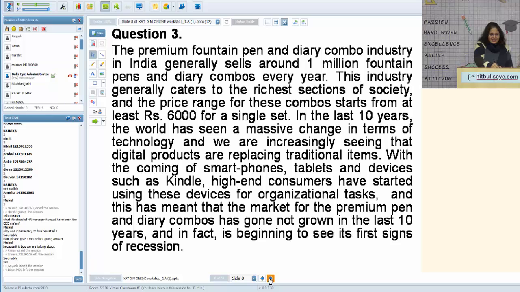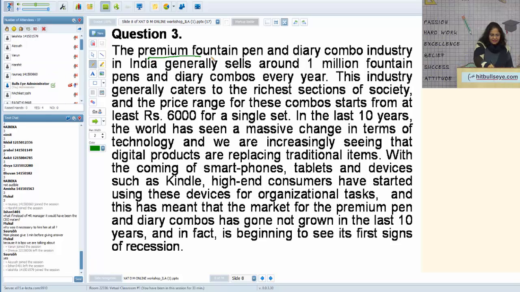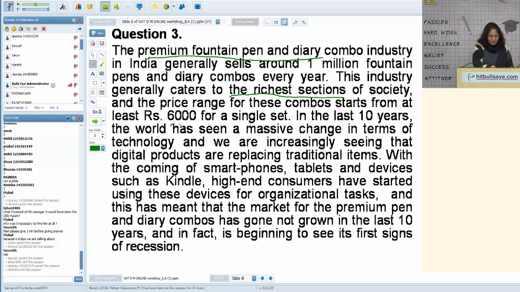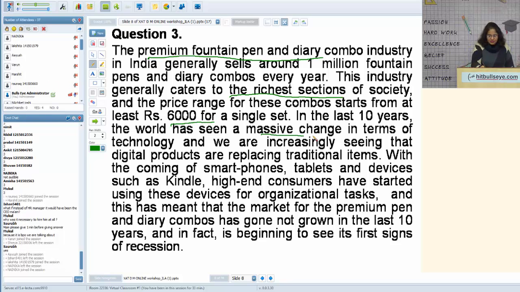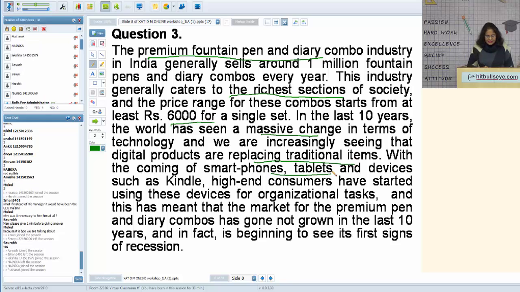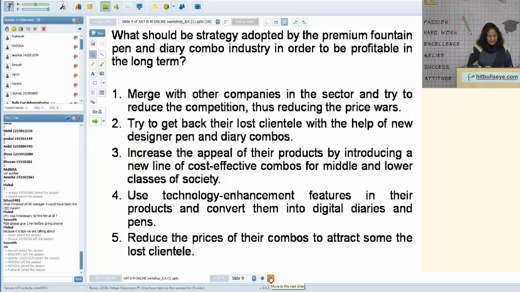So the first thing is, it is a premium fountain pen and diary manufacturer we are talking about, and it caters to the richest section, and the price range is this, and a massive change has happened. Okay, digital products are being replaced, with the coming of smartphones and tablets. So what do they do? Let's move on to the next slide.